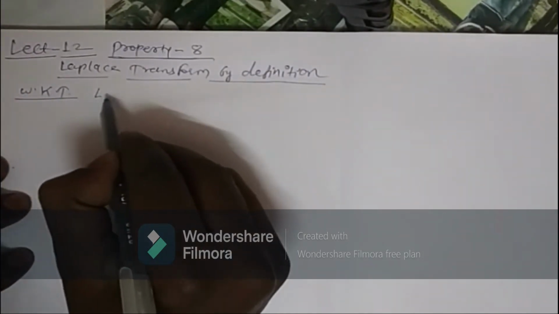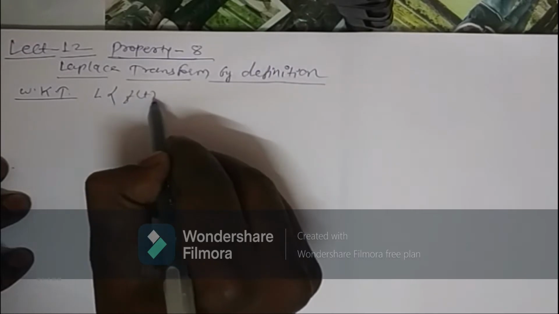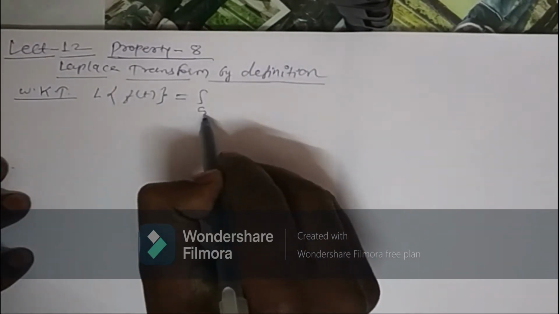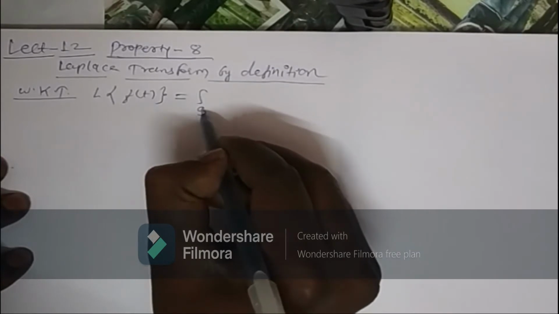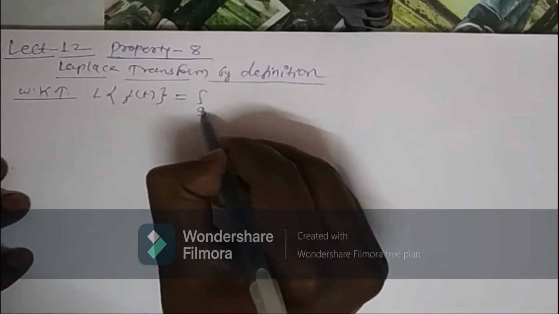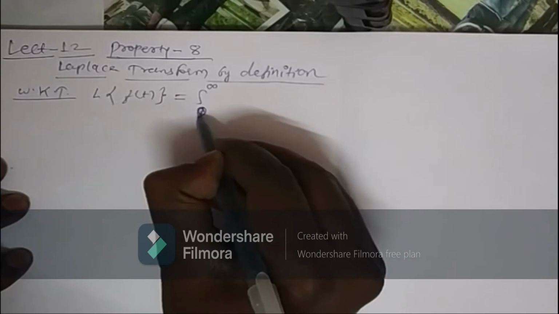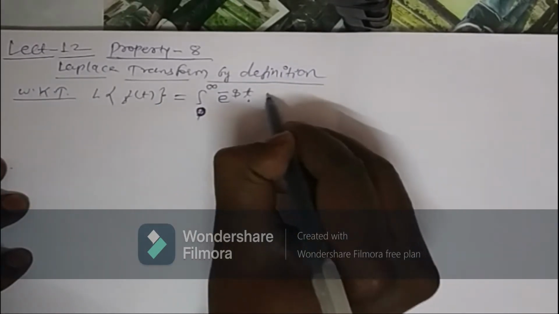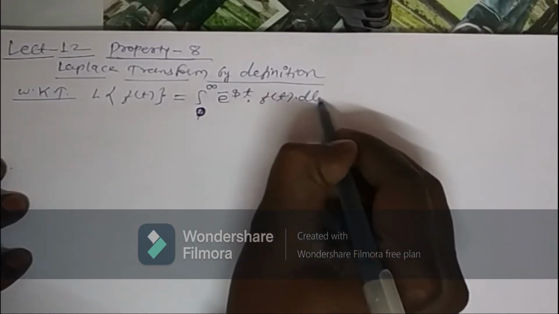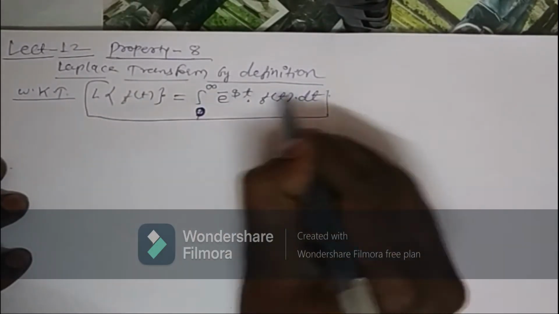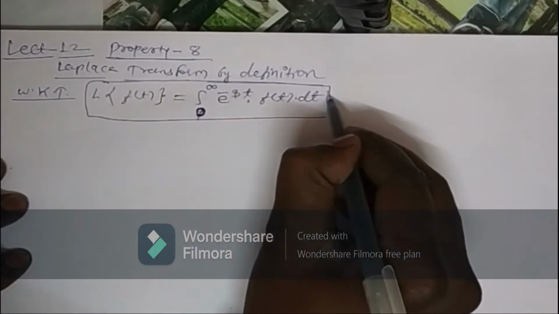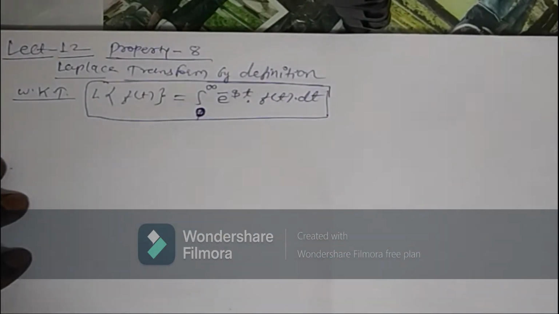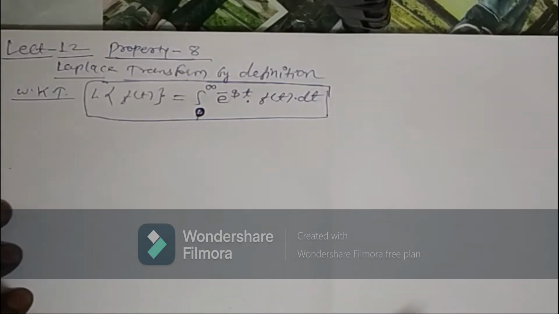So here we know that Laplace transform of f of t is equal to, what is the formula? Integration from 0 to infinity e raised to minus st into f of t dt. Okay, so this is the formula of the Laplace transform. By using this formula, we can solve some numericals. Okay, now there are two methods in this.